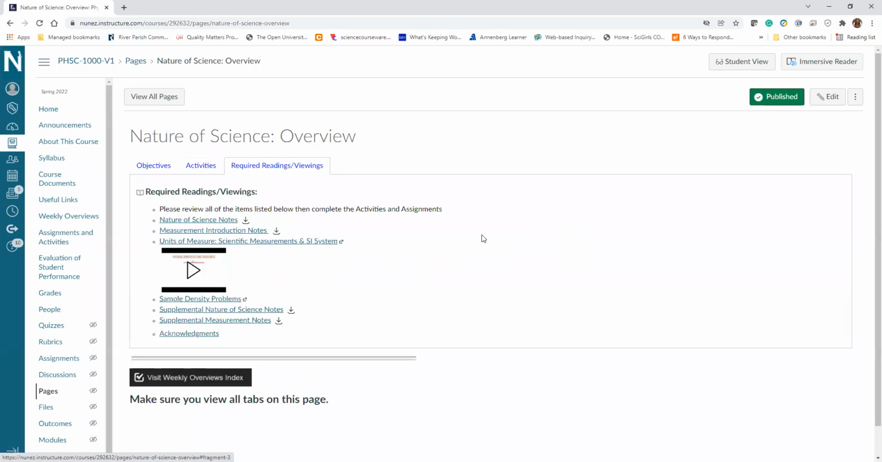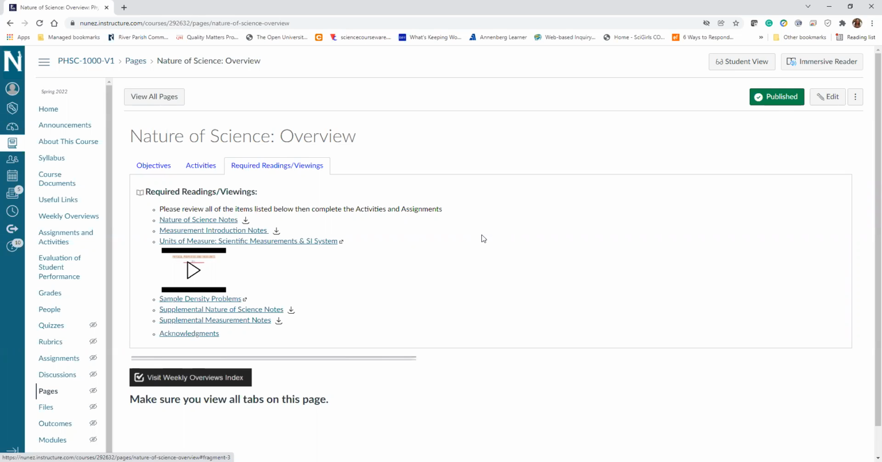Under this Nature of Science overview, you can see that there are lots of resources available to you. There are notes and videos, some sample density problems, because we'll be looking at that. I always like to give you a variety of resources that you can utilize while you're trying to get through the material.